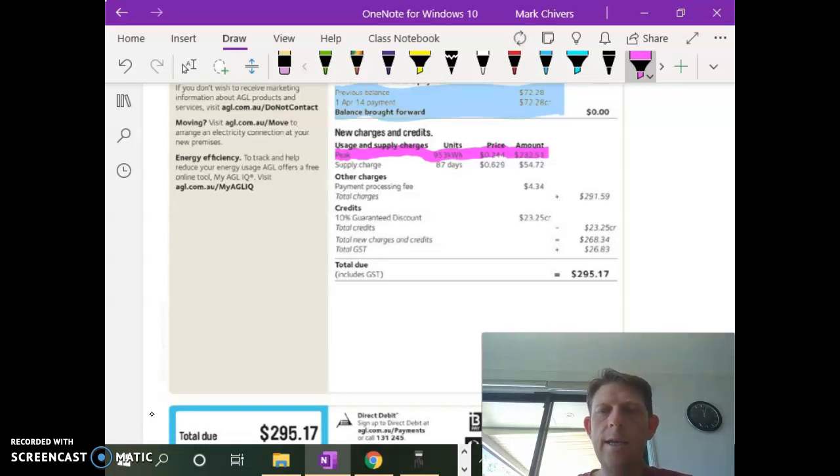And the question actually asked how much are they charged per kilowatt hour. So we need to look at that particular part of the bill. So they're being charged $0.244 per kilowatt hour. So we can write that down the bottom.